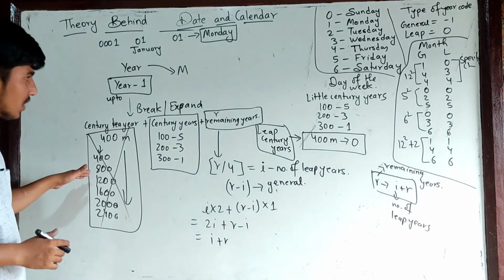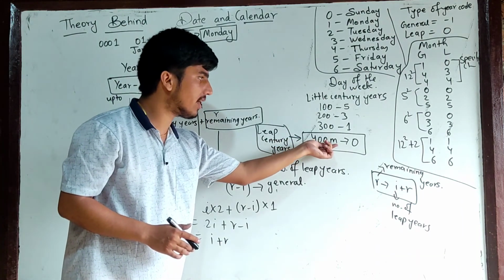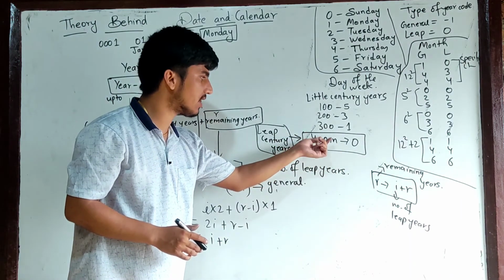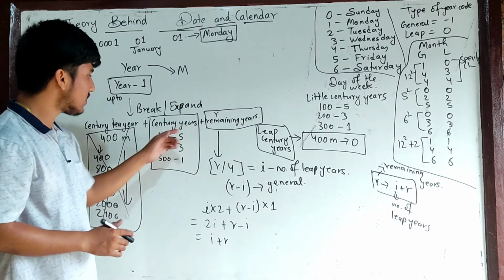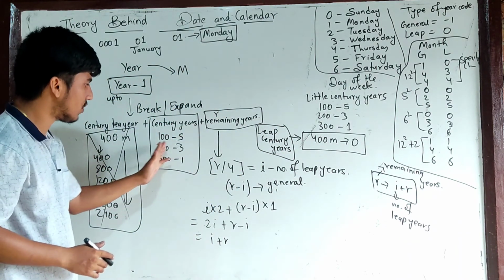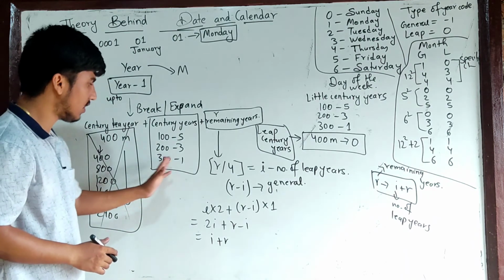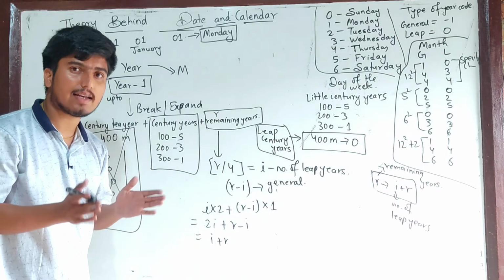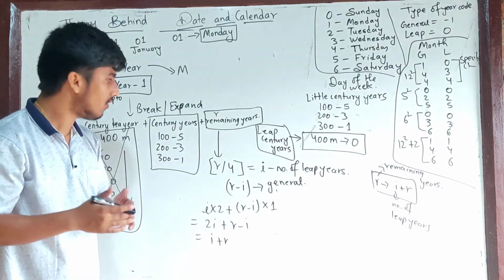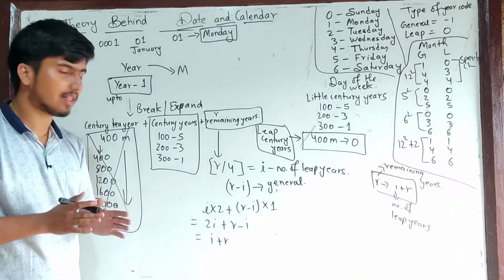For century leap years, we have already calculated that for 400, right? For some multiplication of 400, the code is 0. For century years, if it's 100, then the code is 5. If it's 200, then the code is 3. If it's 300, then the code is 1. Or we can say code and number of odd days alternately. These two mean the same.